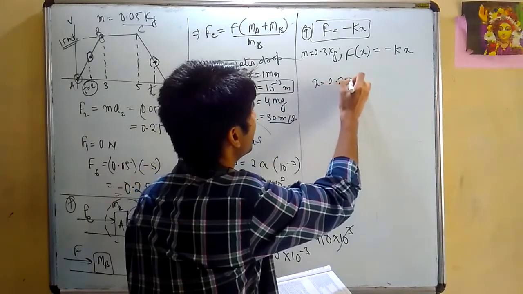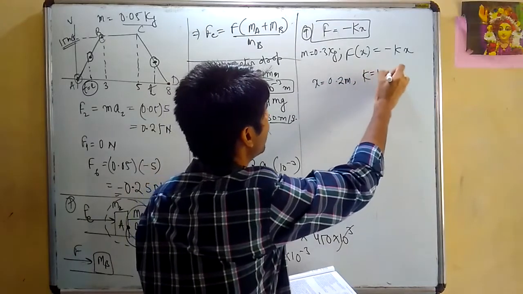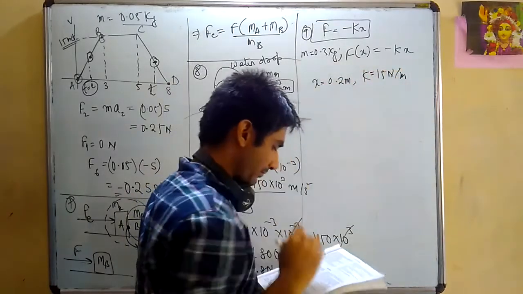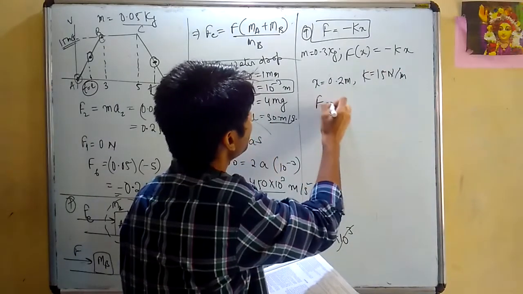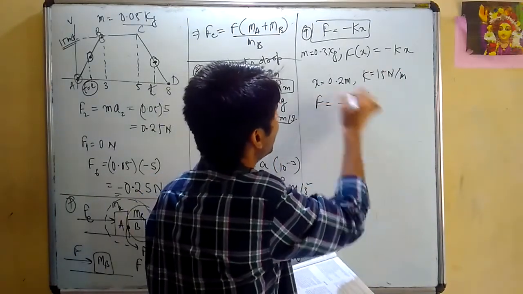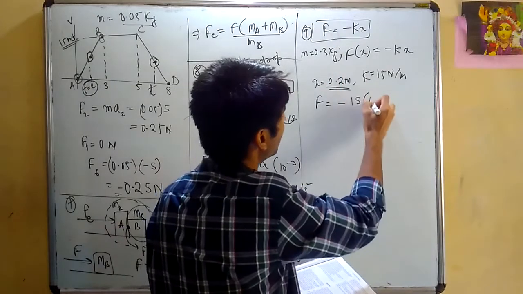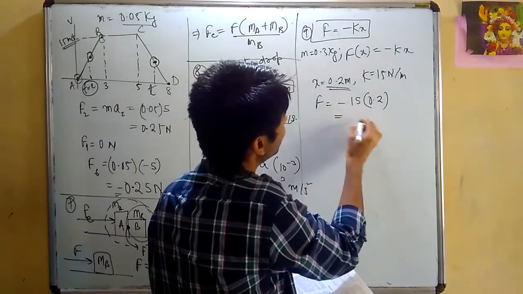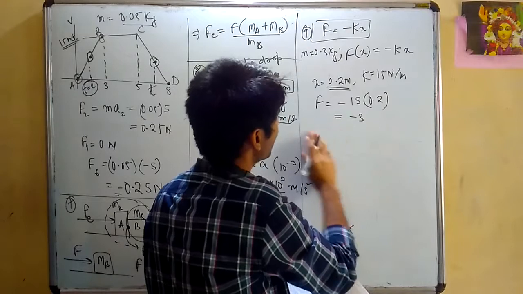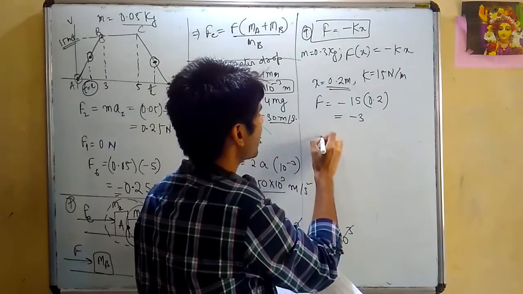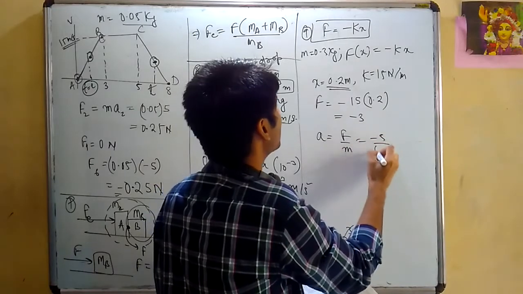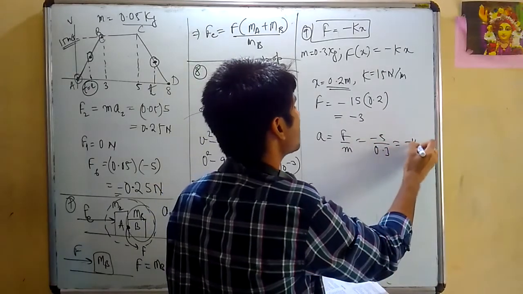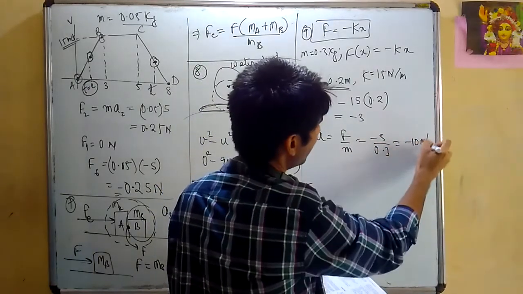20 centimeter basically means 0.2 meter, and the value of k is 15 Newton per meter. So what is the force? Minus k, and x I can directly put there as 0.2. So this is minus 3 newtons. If the force is minus 3 newtons, what will be the acceleration? F by mass, that is minus 3 by 0.3, and that is minus 10 meter per second square.